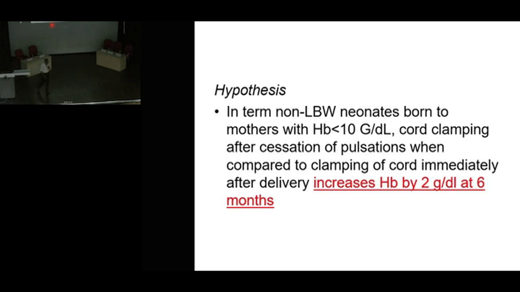So we said non-low birth weight, but I think your definition is better because you don't leave it to somebody's imagination. You end up by saying in term babies more than 2.5 kilos, born to mothers with hemoglobin less than 10 grams, cord clamping after cessation of pulsations when compared to clamping immediately after delivery, increases HB by 2 grams at 6 months. So this will then help you. See, once you do this, life is very easy. This is the toughest part. Once you have done this, the rest of the study design is very, very easy.